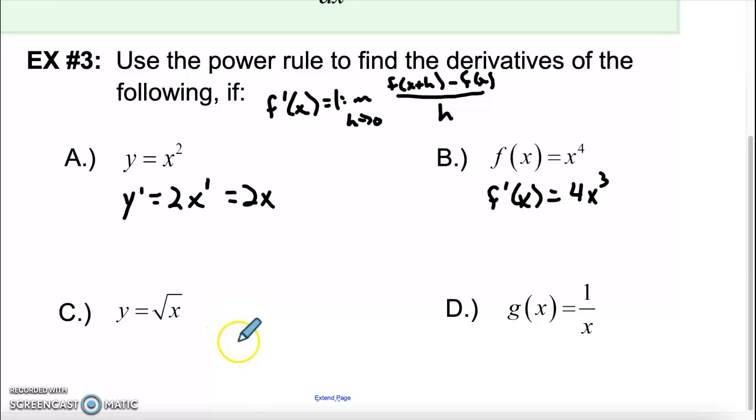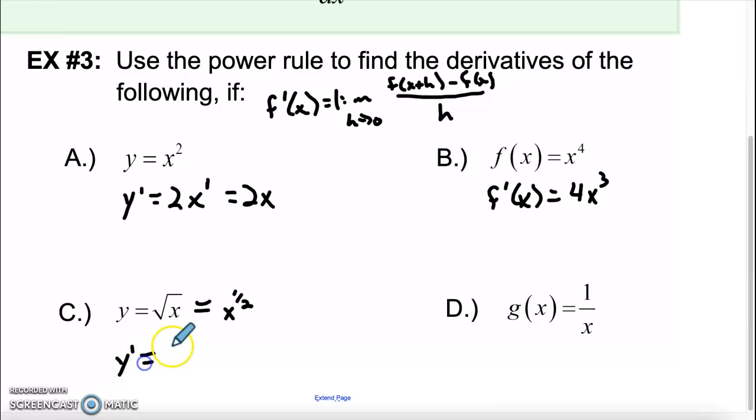Now in C and D down here, these are not written such that we see an exponent. I mentioned before already that we want to get in the habit of writing roots as exponents, and even if we have a variable in the denominator, bringing it up so that we have a negative exponent. So before I take the derivative, I'm going to rewrite my original function here as x to the 1/2. A square root is the same as the 1/2 power. So I can use the power rule here.